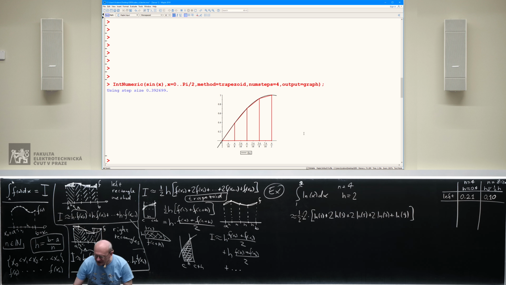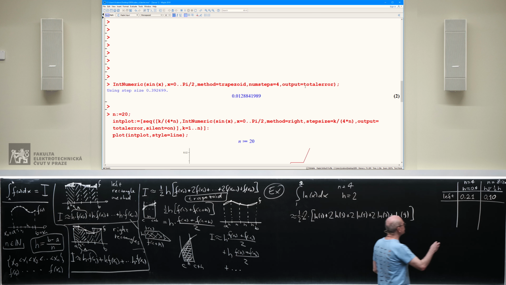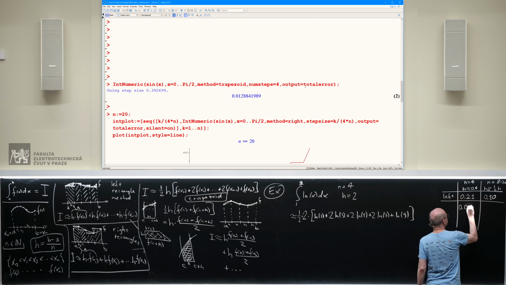Wonderful. Total error. That's what we are really interested in now. Here we go. Total error is 0.013. That's a nice number. My favorite is 13, so this is a good sign.